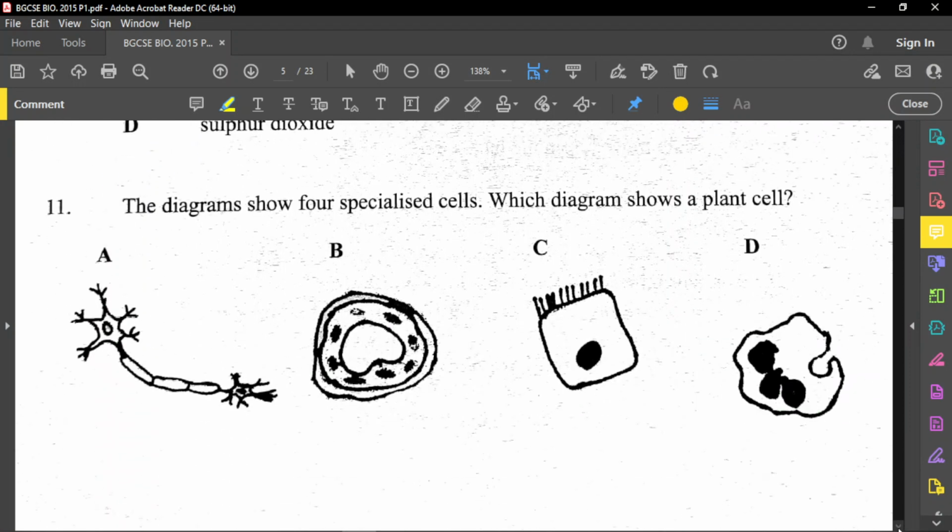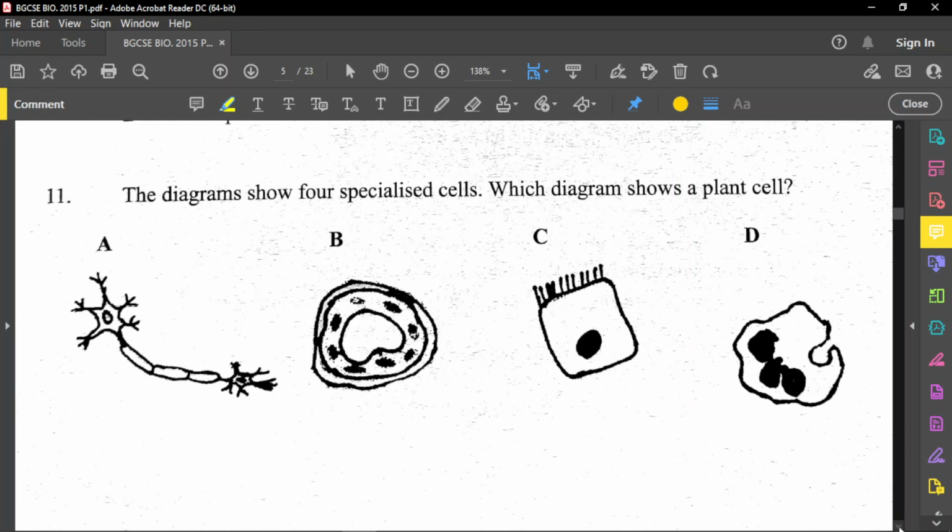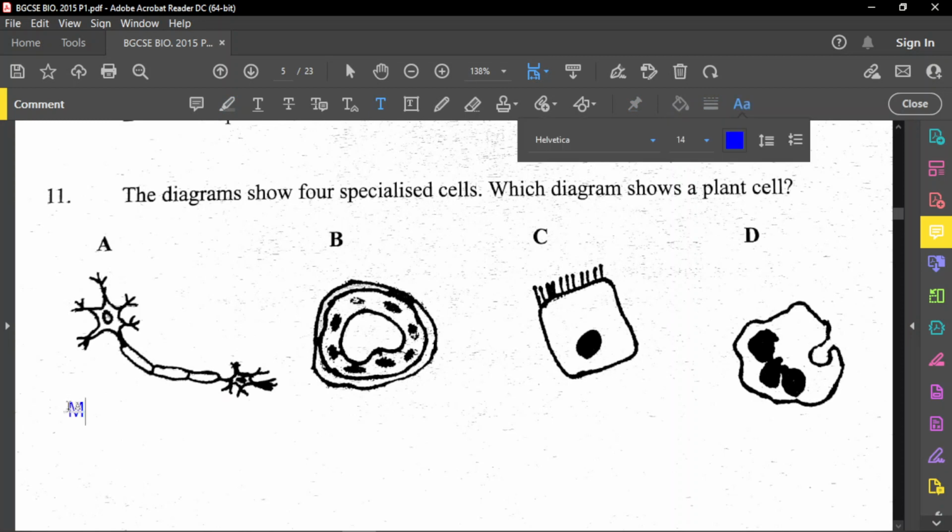It said the diagrams show 4 specialized cells, and asks which diagram shows a plant cell. The first diagram here, let's make note of this, is a motor neuron. The second one is kind of circular. Most times it will distract persons so they can't figure out what cell it is, but it is a plant cell. This could be like a guard cell.